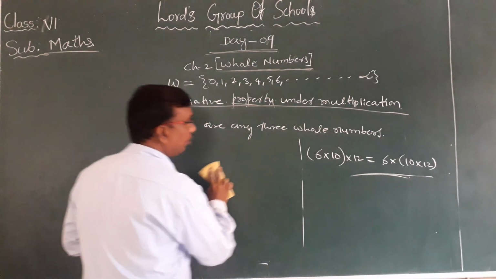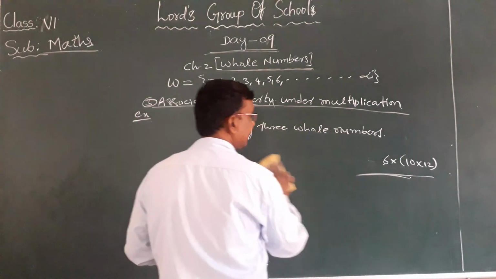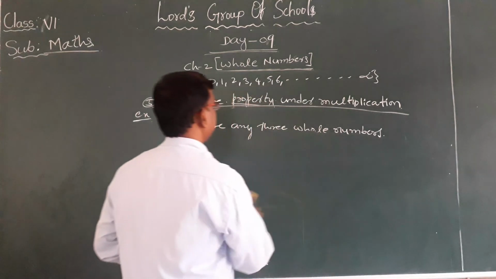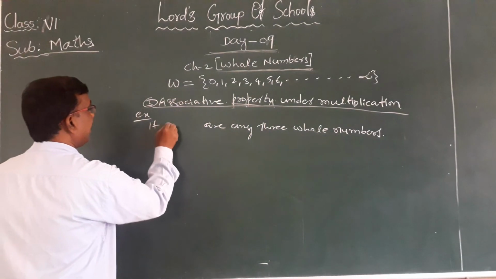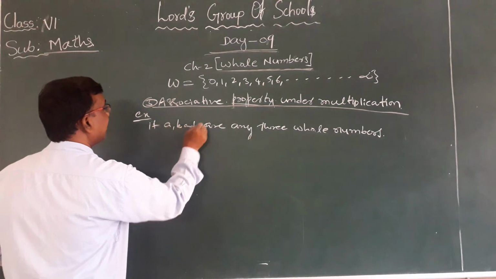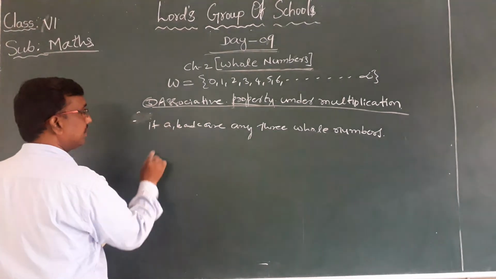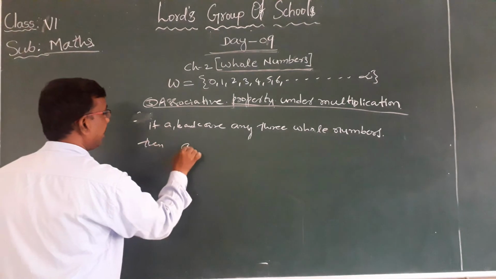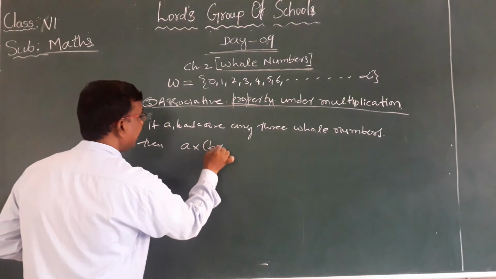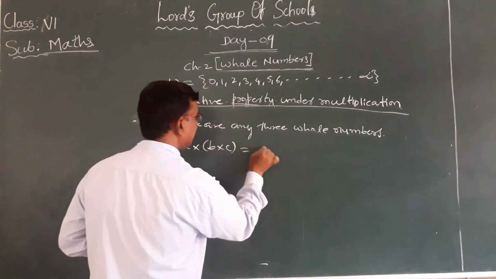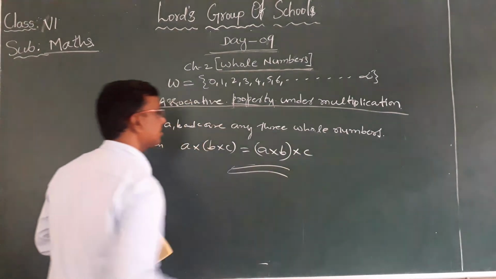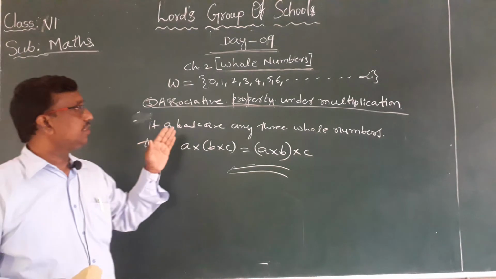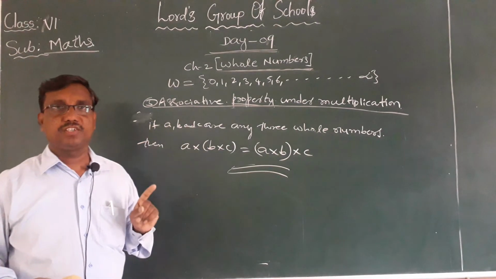In general, if you want to generalize it, in place of three whole numbers we can write any variable. We can write three variables. If A, B, and C are any three whole numbers, then A into B into C is equal to A into B into C. This is called associative property under multiplication.